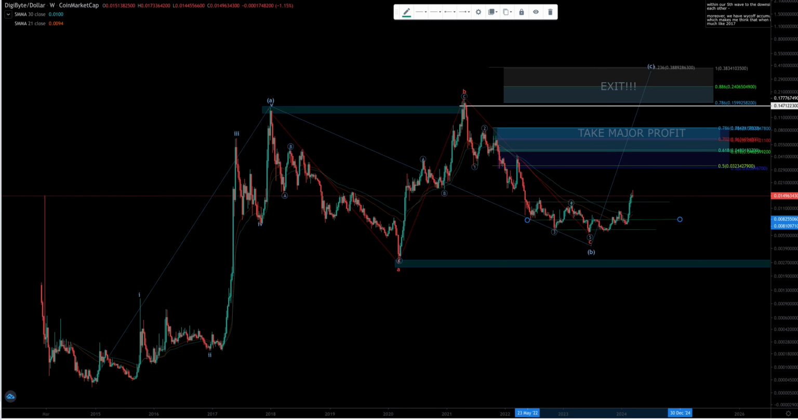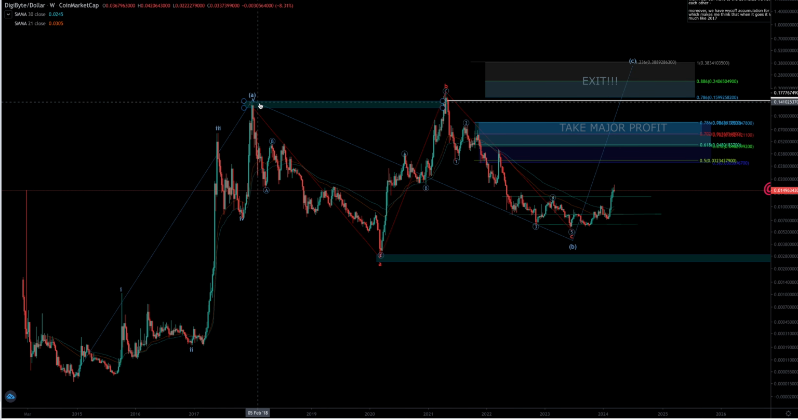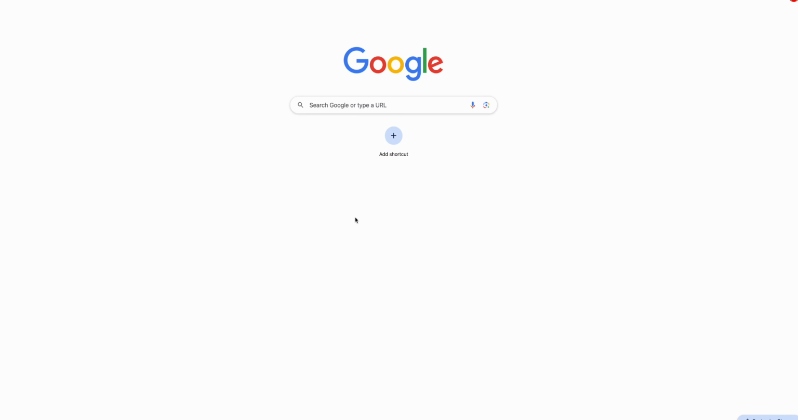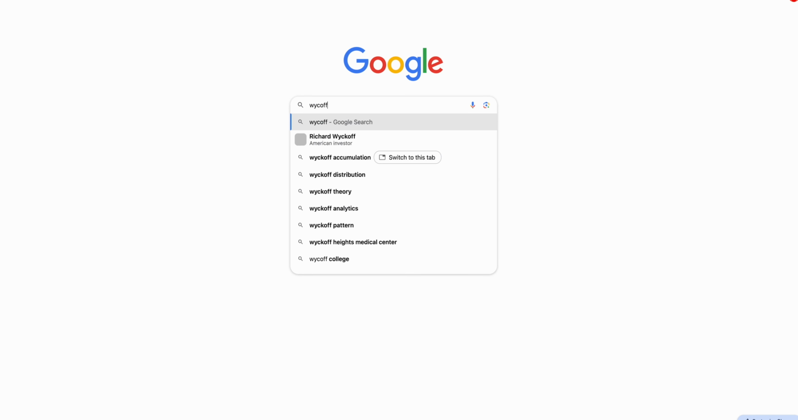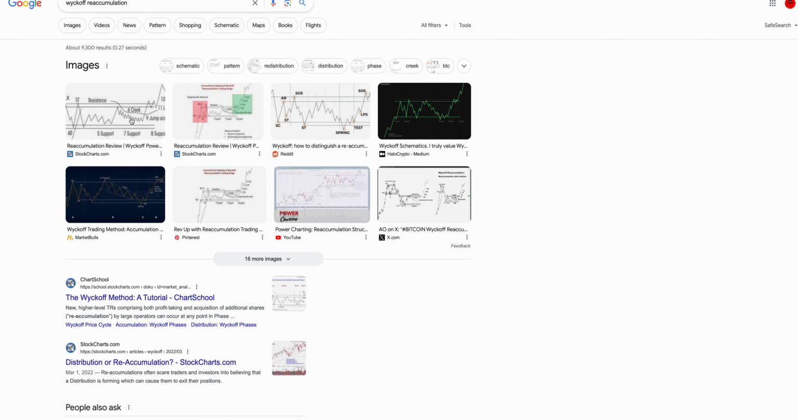Let's take a look at DGB over here. And I think DGB is going to be one of the best investments for 2024, not financial advice. And the reason I say that is because we had what's called a pure Wyckoff reaccumulation schematic. So this is what a Wyckoff reaccumulation schematic is. Okay, I'll show you exactly what it is, and a lot of altcoins have been doing it.